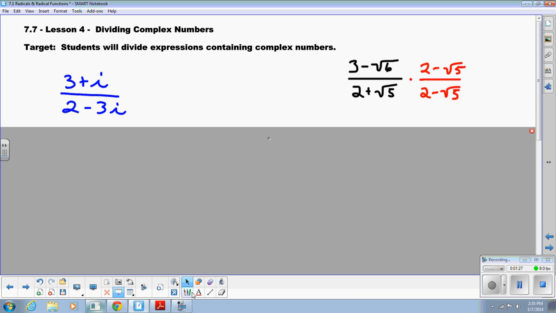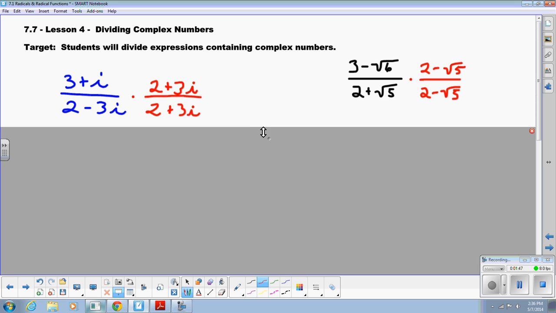So how does it work? Well, here's what we do. We're going to start by saying the conjugate of 2 minus 3i is 2 plus 3i. So I will multiply both the numerator and denominator by 2 plus 3i. Let's take a look then and multiply this out and see what happens.